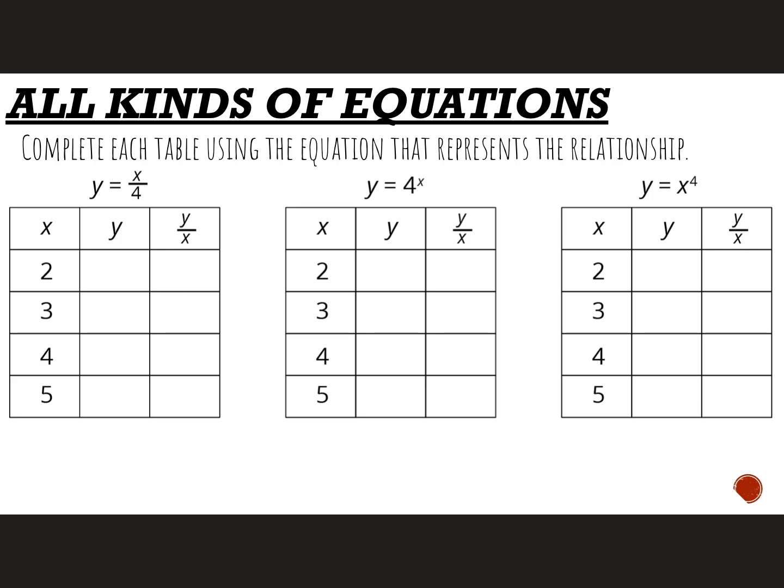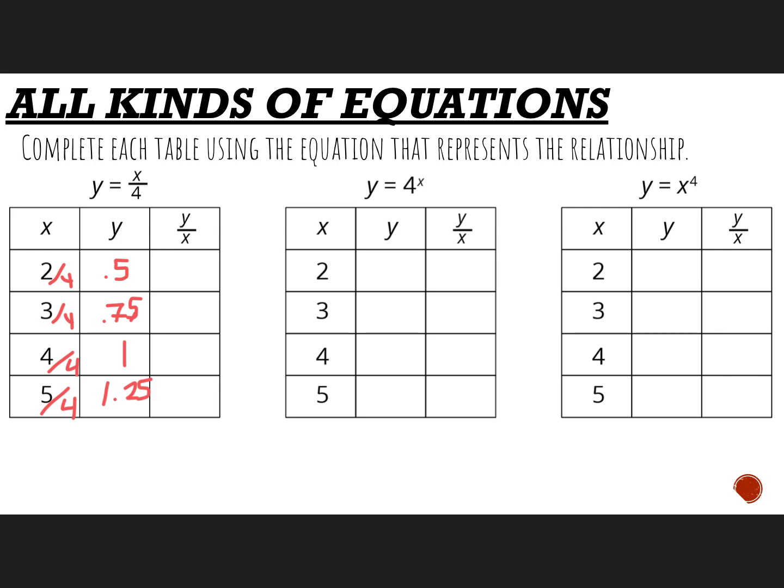And this next one, we have y equals x over 4. So you're dividing 2 by 4, and you'd get 0.5 or 1/2. Divide 3 by 4, and you'd get 0.75 or 3/4. And 4 divided by 4 is 1. 5 divided by 4 is 1.25.